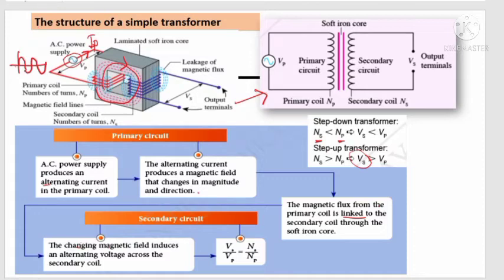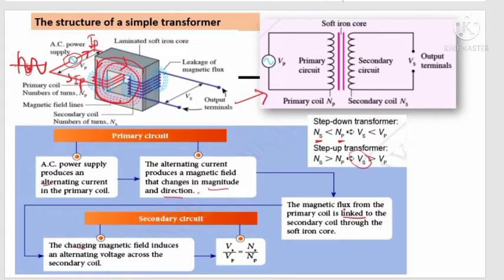So what happens next? If the direction of current suddenly reverses, what happens to the magnetic field? The soft iron core will be demagnetized and then magnetized again in the opposite direction. So the soft iron core will experience a change in magnetic flux. Look here, the AC power supply produces an AC current in the primary coil. The alternating current produces a magnetic field that changes in magnitude and direction. You can see from this graph that the current magnitude and direction are changing.